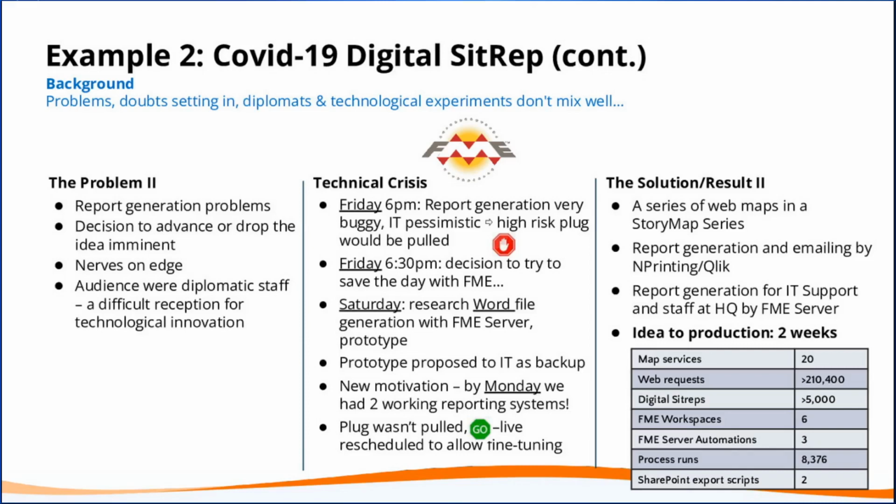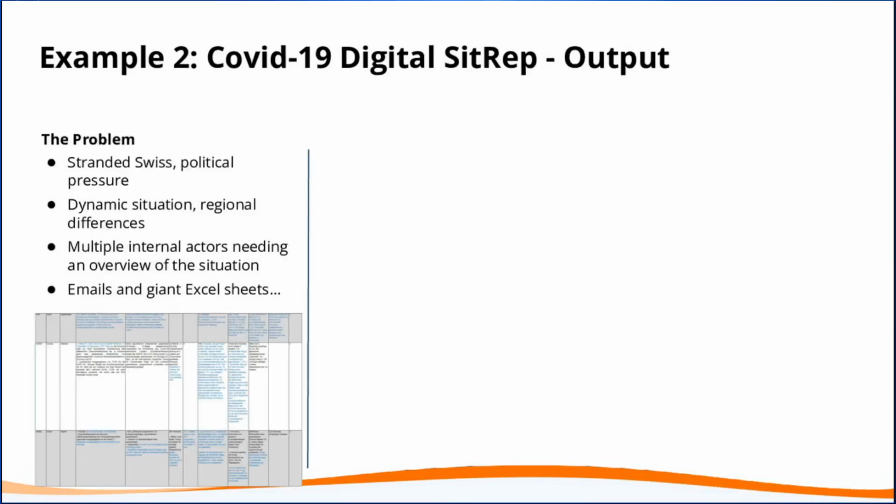The report generation done by FME Server served as backup for the IT system. In the end, we had 2 running systems on the Monday, having started on the Friday with none. The production stuff was done with Qlik and NPrinting, but everything local for the HQ and for support was done by FME Server. And these are some of the stats that were involved. So idea to production was, in this case, 2 weeks. A typical timescale for such a thing in our organization would be at least 18 months. It was planned for about 2 months, and it ran for 2 years.